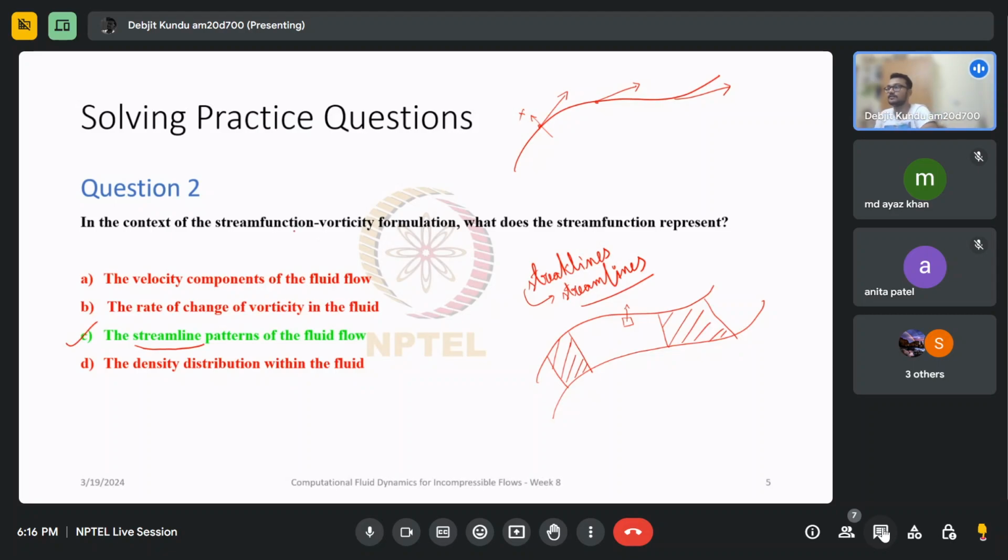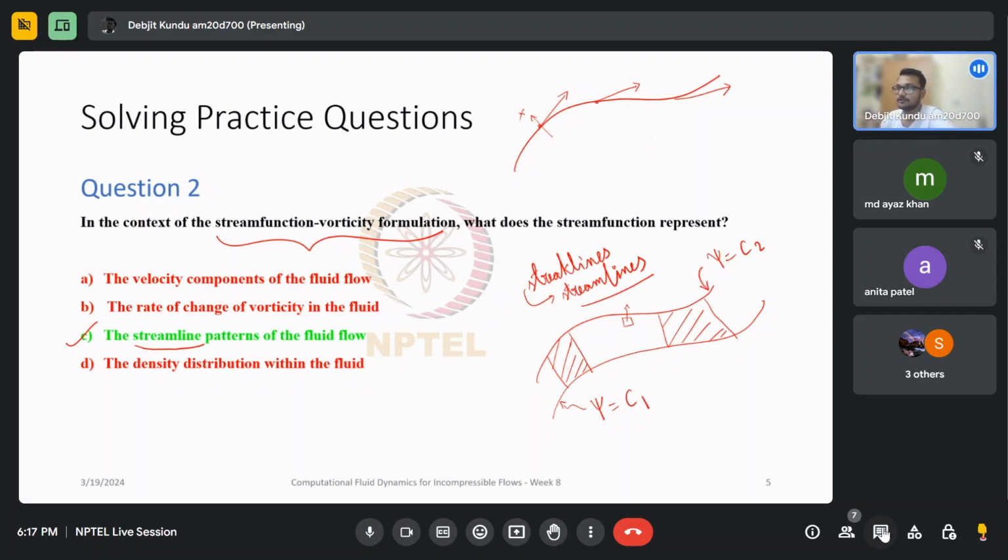And in the stream function vorticity formulation, we actually directly find the stream functions. So iso stream function lines are again streamlines, right? So along these streamlines, the stream function is equal to some constant. So we can call streamlines iso stream function lines, just like isotherms in heat transfer, right?